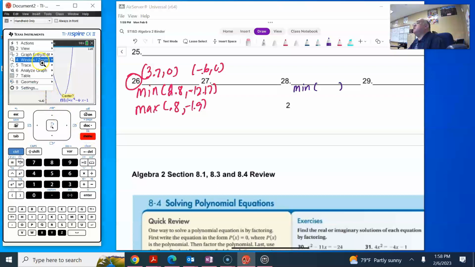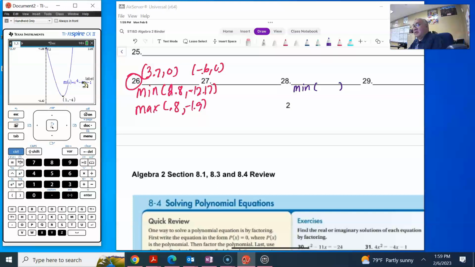So I go to window, analyze graph, minimum. So it gives you lower bound, upper bound, and so there's the point. And so the local min is 1, negative 4.